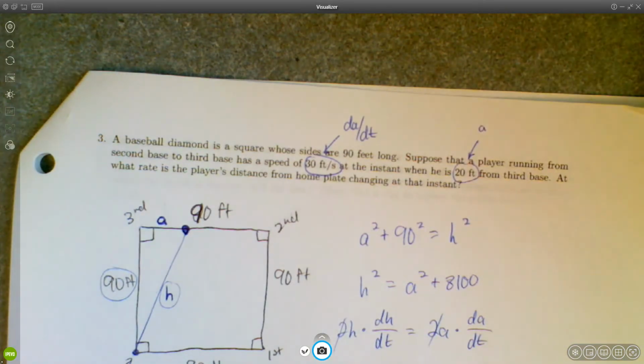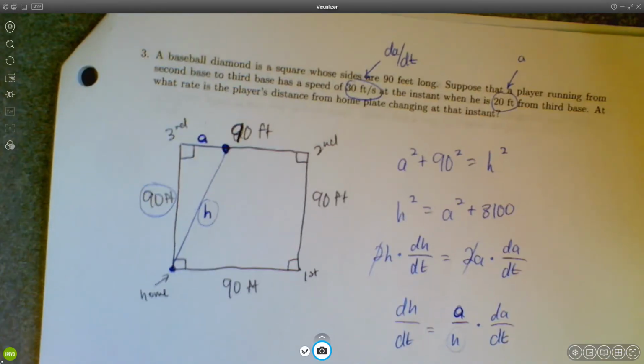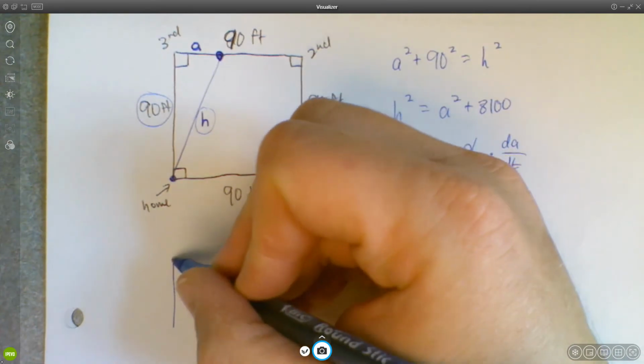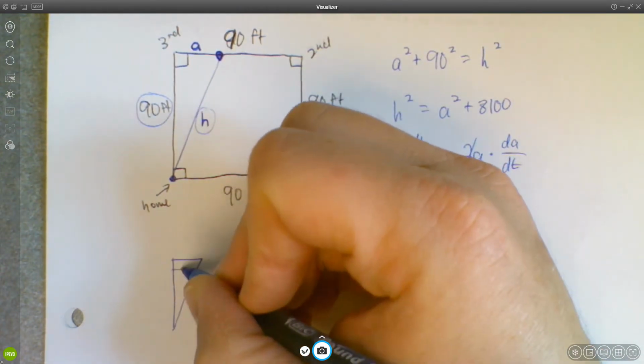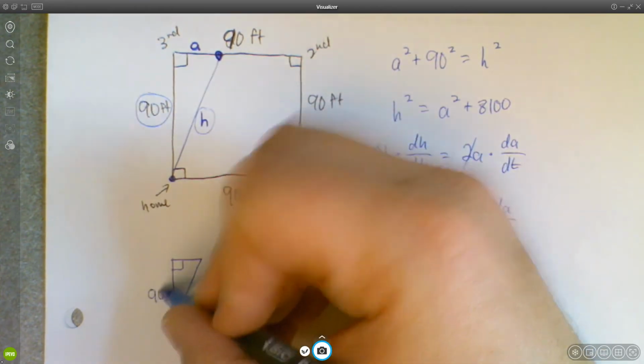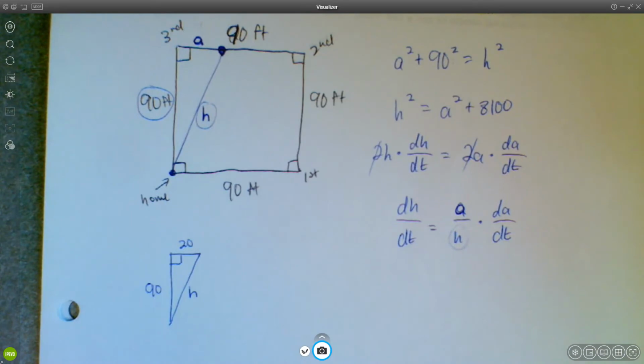Okay. I need to find h though, right? Because I also need to know what h is at that moment. So I'm going to draw my little right triangle again. I have h, I have 90, and this time I'm going to go ahead and plug in 20 for a so that I can solve for h.